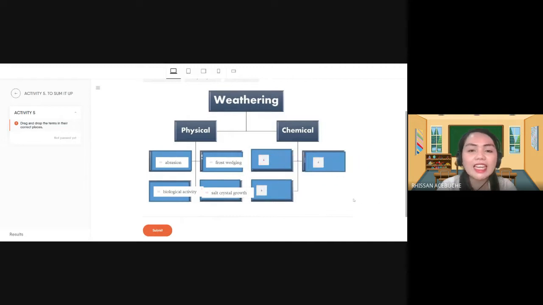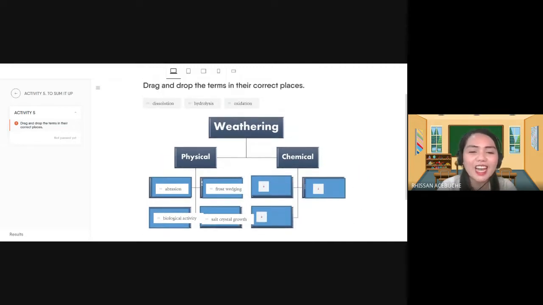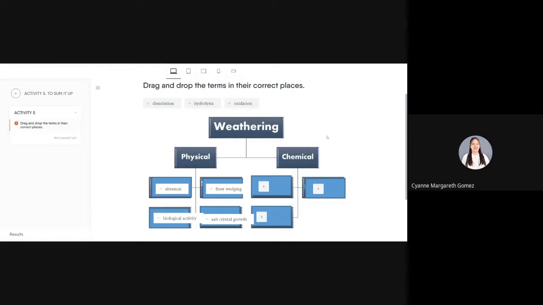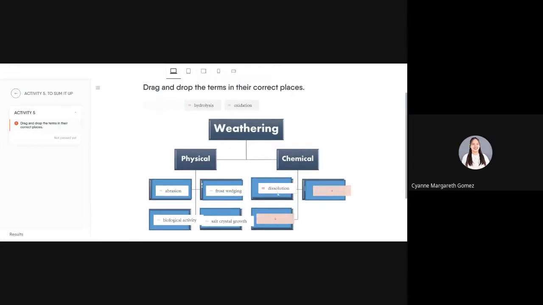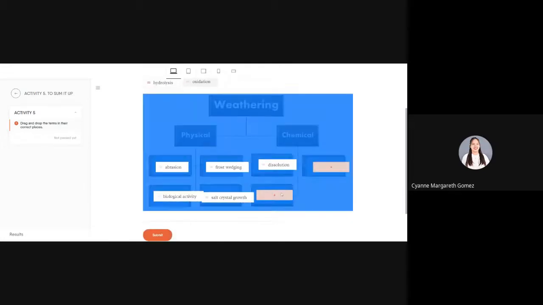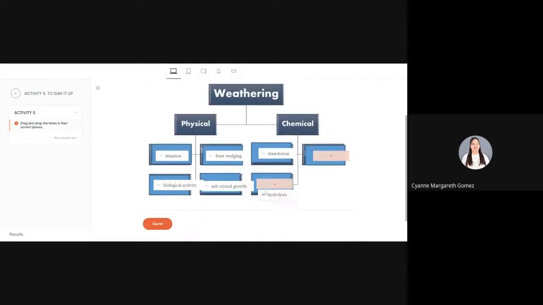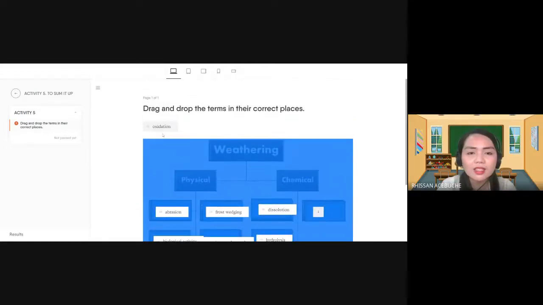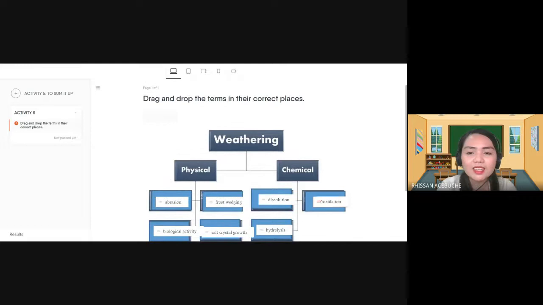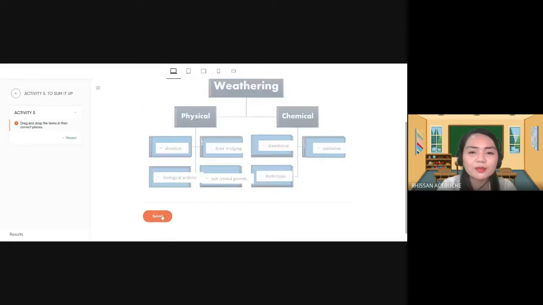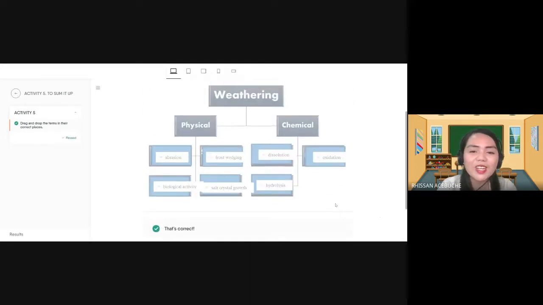Okay, we will see later if his answer is correct. How about for the chemical weathering? Yes, Gomez. Dissolution, hydrolysis, and oxidation. Let's see if your answers are correct. Okay, so all of your answers are correct.